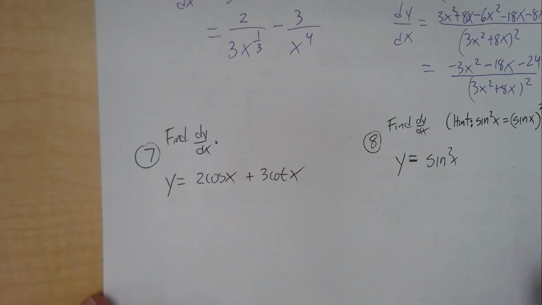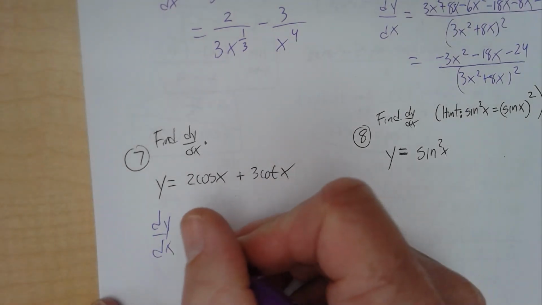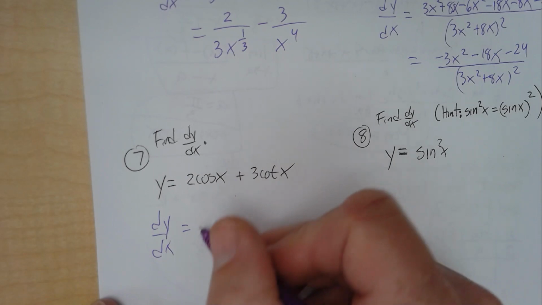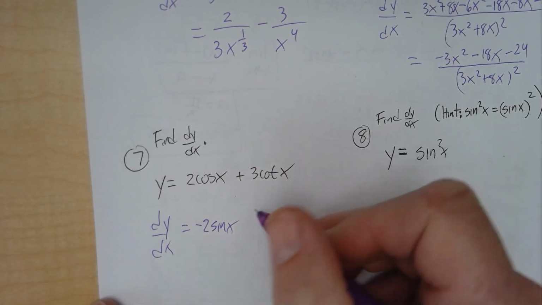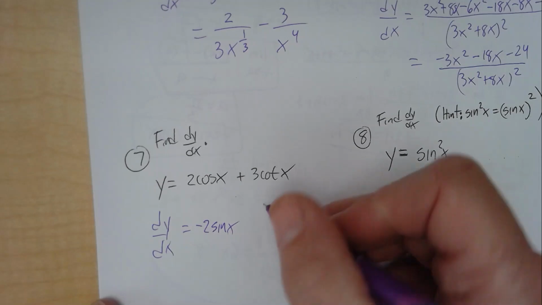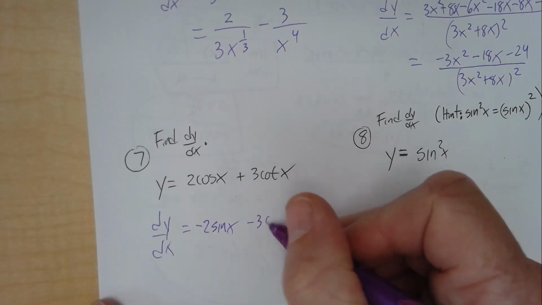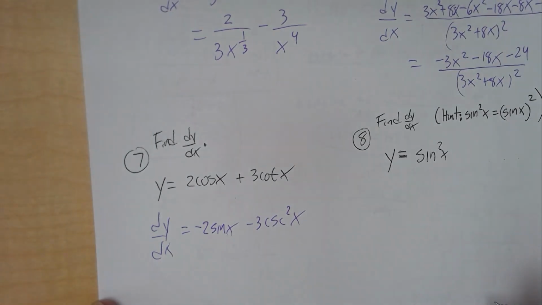Okay, number 7. dy/dx. This is an open note and open book quiz, so you can look these up if you need to. The derivative of cosine is negative sine, so it's -2 sine x. And then the derivative of tangent is secant squared, and the derivative of cotangent is negative cosecant squared. So it's -3 cosecant squared x. And that's about all you can really do with that one.